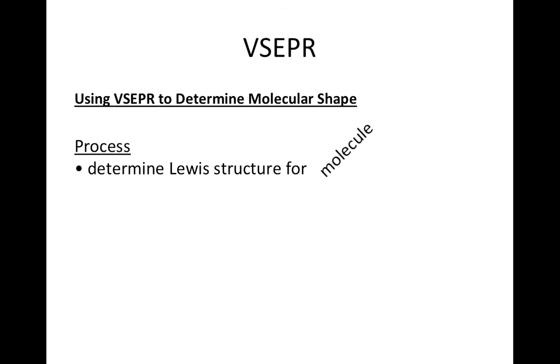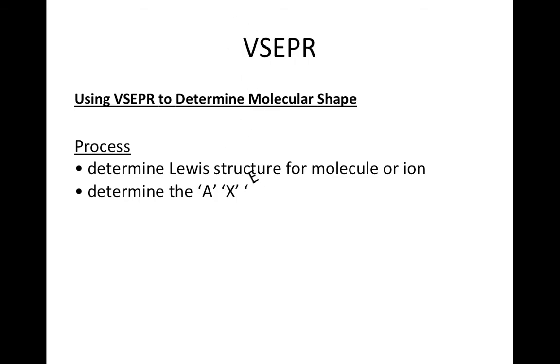So we have a process for determining molecular shape. And that means you have to remember how to properly do Lewis structures, for a complex ion or for a molecule. Then you have to determine the A and the X and the E. And we're going to tell you what those things mean. A is a central atom, and that means you only look at one central atom at a time in a molecule. So even if you have a molecule that has more than one central atom, you would just look at one central atom at a time to get the shape around that one.